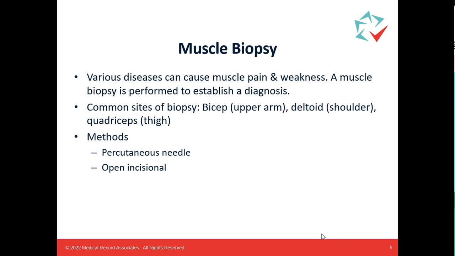So muscle biopsies can be performed to discover some diseases that cause muscle pain and weakness. Common sites that you may see your provider biopsying are the biceps or the upper arm area, the deltoid, which is the shoulder area, and the quadriceps or thigh. Your provider can do a percutaneous needle biopsy or also an open incisional technique.